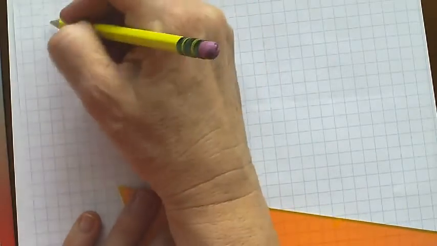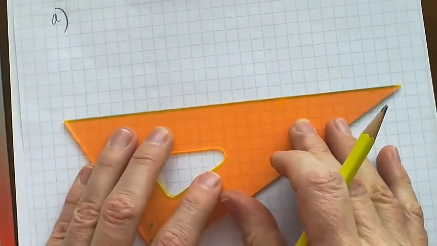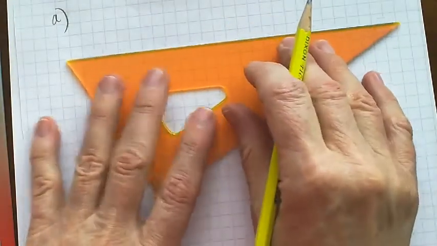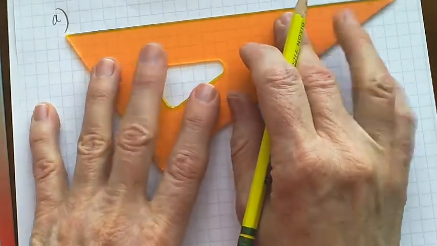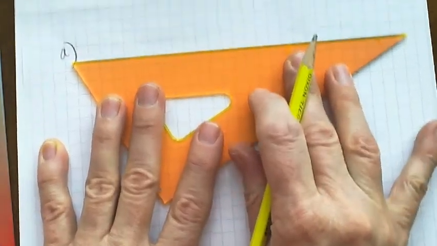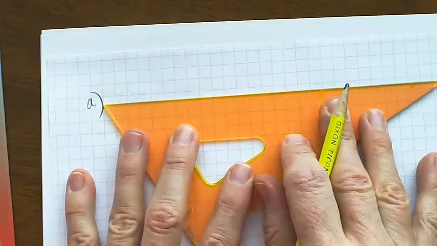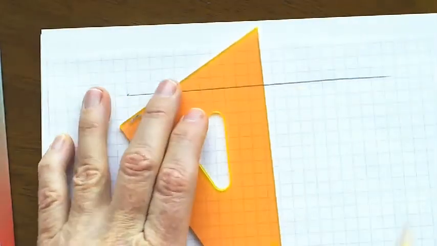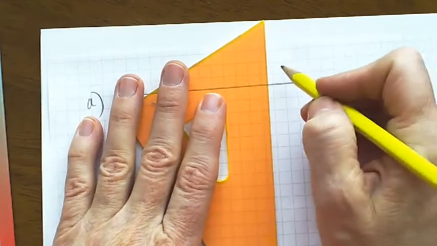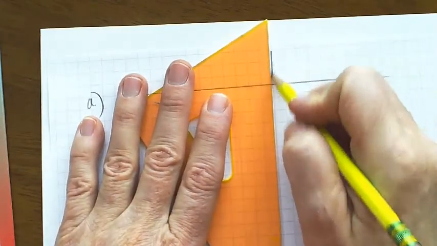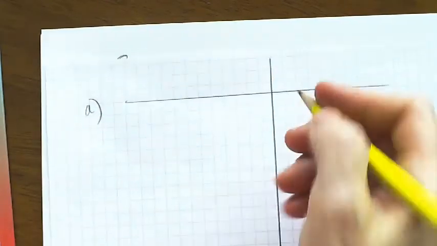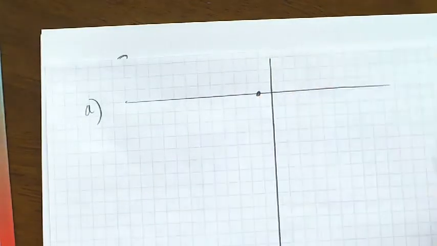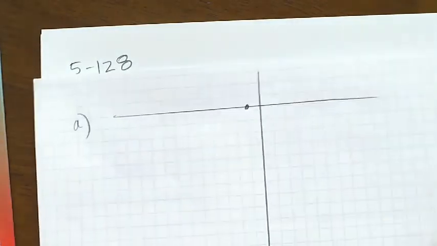Okay, so let's do part A. I'm going to put my x-axis kind of high on the paper because I'm using a new sheet of graph paper, and I know it's opening upwards. So I'm really more interested in the vertex and the two x-intercepts than anything. So my roots were negative 1 and negative 5.